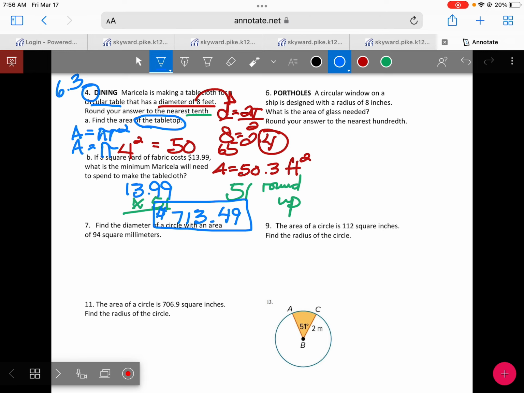All right, I'm going to double check here. They gave us diameter. We took half of that. 4 squared, 16 times pi would be like, 16 times 3 would be 48. So 50 makes sense. It was 50.3. Wait, how did you solve that problem, B? You said it's $13.99 times what? Times 51. Why 51? Because the area of the tablecloth was 51 feet squared. It is a large tablecloth though, because it's 8 feet in diameter, so that's pretty big.